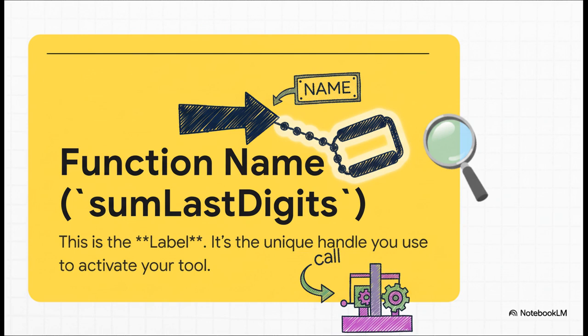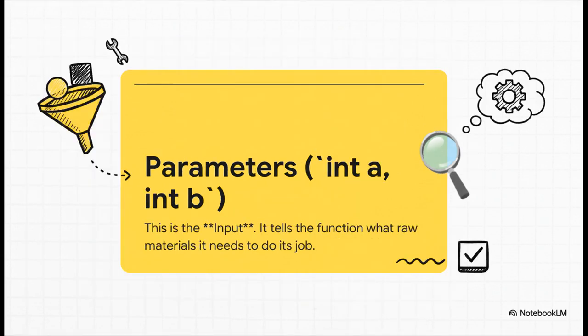Next, we've got the function name, sum last digits. This is the label. It's like the brand name stamped on the side of your tool. It's totally unique. And when you need to use this specific tool, you call it by this name. That's how you activate its power. And finally, we have what's inside the parentheses, the parameters, int a and int b. This is the input. It's like the instruction manual for your tool. It tells the rest of your program, look, to make me work, you've got to give me two raw materials, and both of them have to be whole numbers.